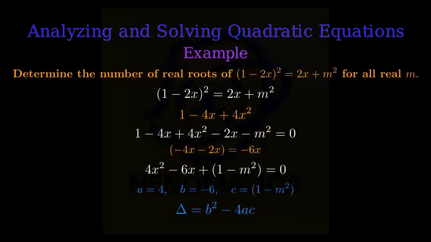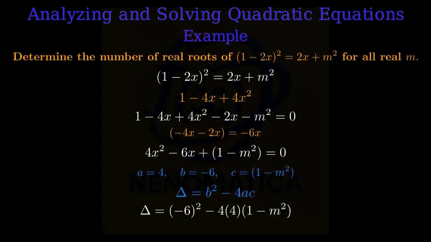Step 5. Substitute the values of a, b, and c, with a equal 4, b equal negative 6, and c equal 1 minus m squared. Delta equals negative 6 squared minus 4 times 4 times (1 minus m squared). Step 6. Simplify the numbers.